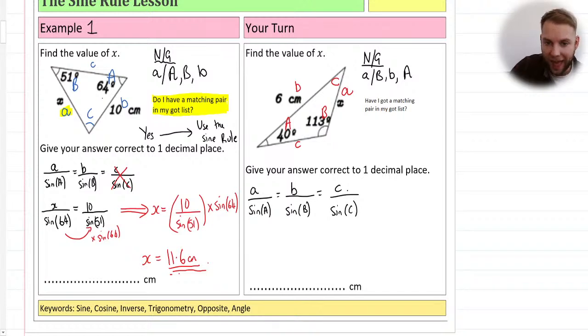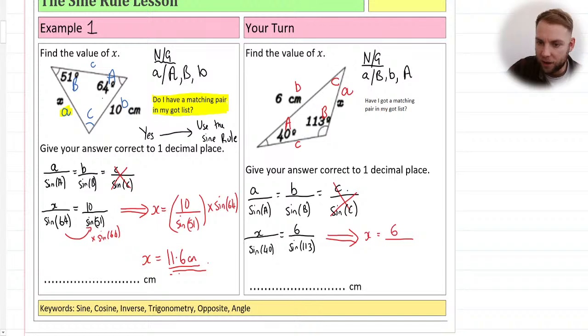Let's sub in everything I've got. X is what I'm trying to find. So X over sine of 40 is equal to B, which is 6, over sine of 113. And I'm not using C, so let's cross off C. Then the last little part is to times up by the sine 40. So X is equal to 6 over sine of 113 times by sine of 40, like so.